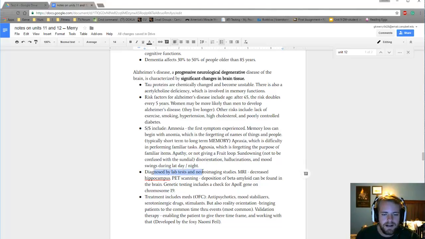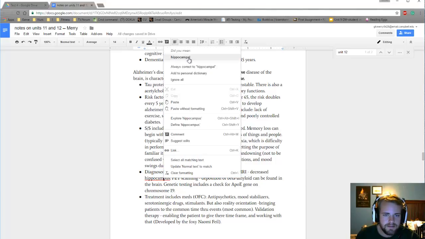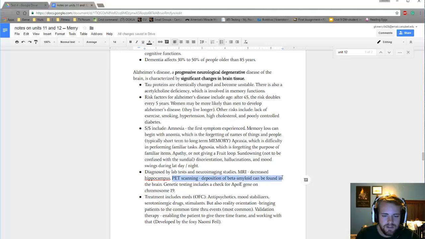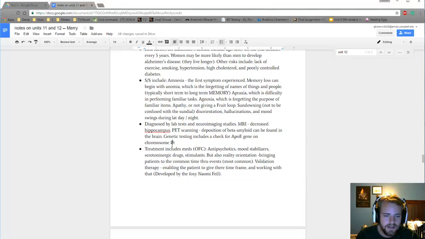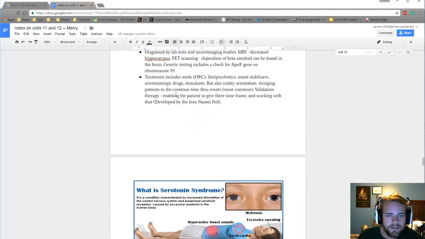So it's diagnosed by lab tests and neuroimaging, MRIs showing decreased hippocampus, PET scanning, where deposition of beta amyloid can be found in the brain, and genetic testing, checking for the ApoE gene on the 19th chromosome. Treatments include meds, this is pathopharmacology, right? So antipsychotics, if they have unbearable, like social function, I guess. Mood stabilizers, same. Serotonergic drugs, same. If they're depressed, apathetic, they need more serotonin.